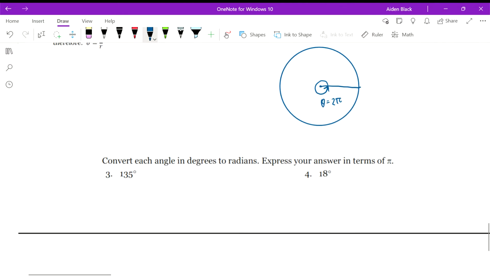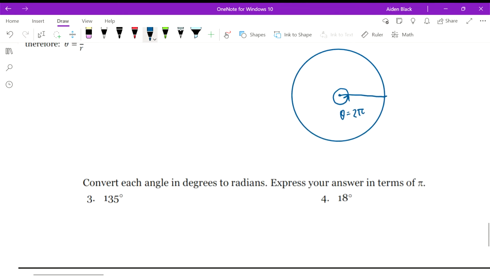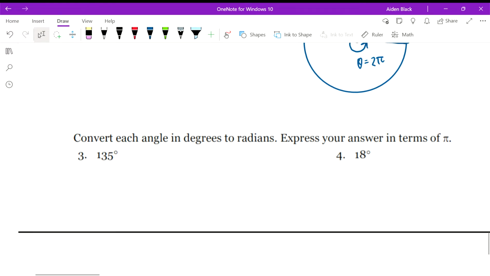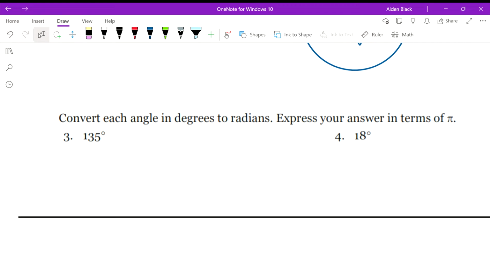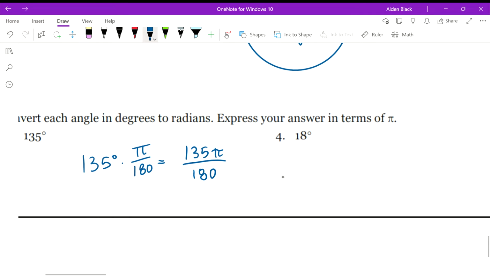But for the sake of what you're learning in this class, a majority of what you need to learn is how to convert degrees into radians. How do we do that? Well, we can take the degree and multiply it by pi over 180. It is truly this simple. If you can reduce it, reduce it.